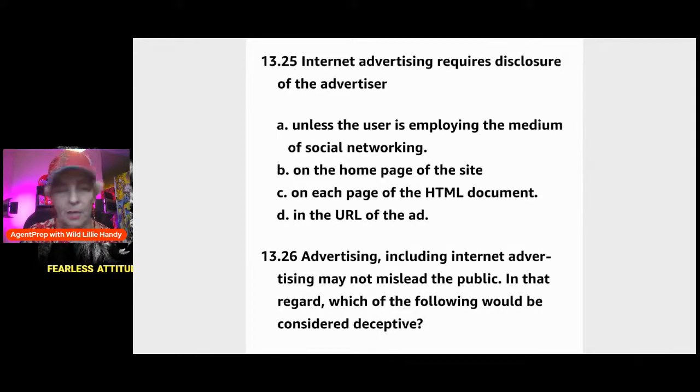or exams. Yes, the answer is C, on each page of the HTML document.